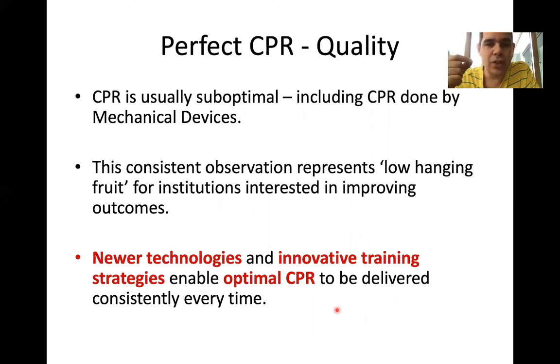Thankfully, we've got new technology, and this new technology is able to give us feedback on the quality of our CPR as we are doing it. So it's real-time feedback on depth, rate, recoil, and gives you an overall idea of the performance of your CPR. And through this, we can achieve optimal CPR, include this in training, and optimize our CPR every time.